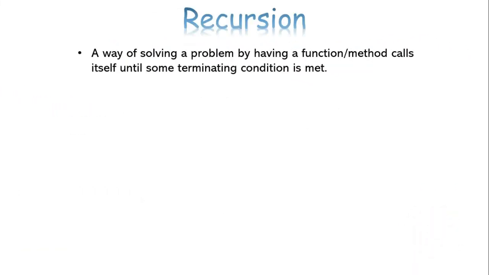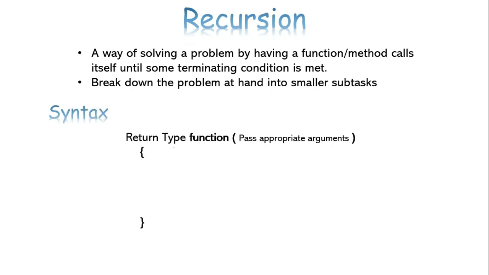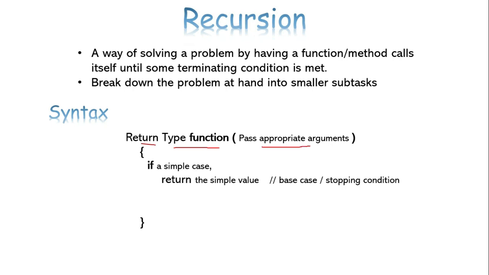Recursion is a way of solving a problem by having a function call itself until some terminating condition is met. It works by breaking down the problem at hand into smaller subtasks. Here is the syntax. We start by naming the function as well as return value and parameters, and then check for the stopping condition or base case. Otherwise, it will call the recursive function.